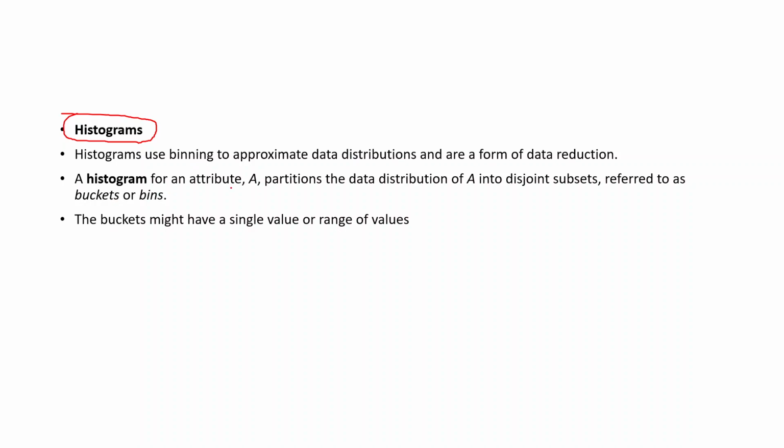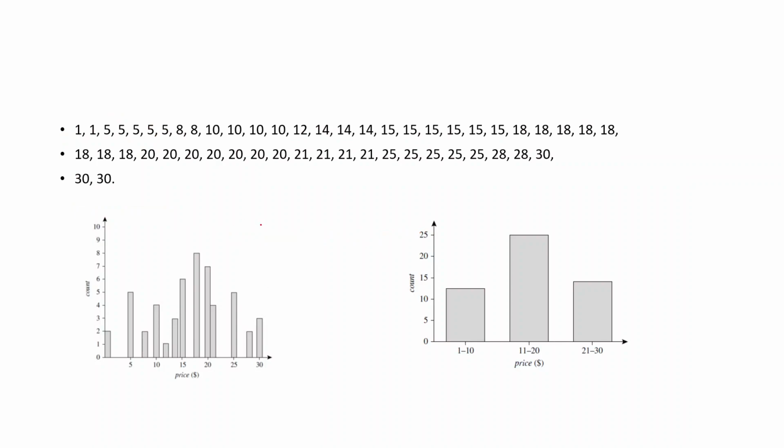A histogram for an attribute, say A, partitions the data distribution of A into disjoint subsets referred to as buckets or bins. The data is grouped into buckets or bins, and these buckets can either have a single value or a range of values. Say, for example, these are histograms.